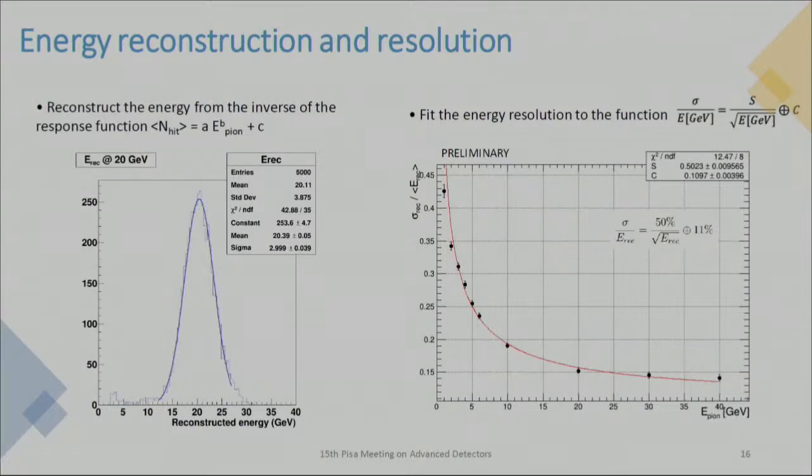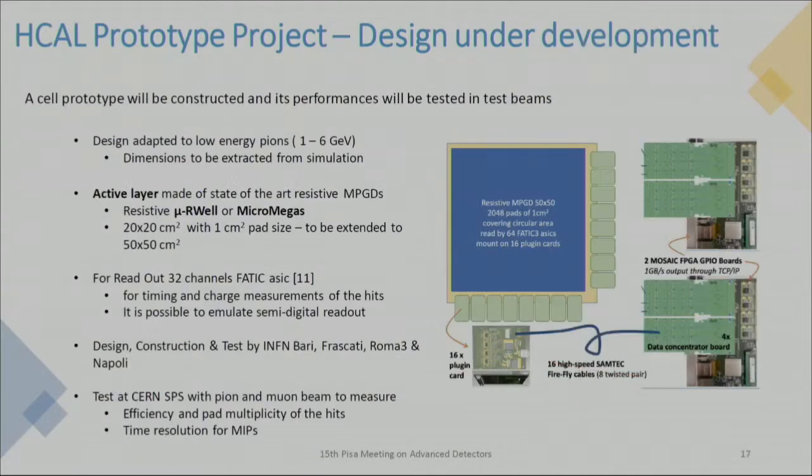Here on the left, you can see an example of reconstructed energy for a pion of 20 GeV obtained from the inverse response function of the power law. And on the right, you can see the energy resolution that has been fitted with the function shown there. And in particular, we got 50% for the stochastic term and around 10% for the constant term.